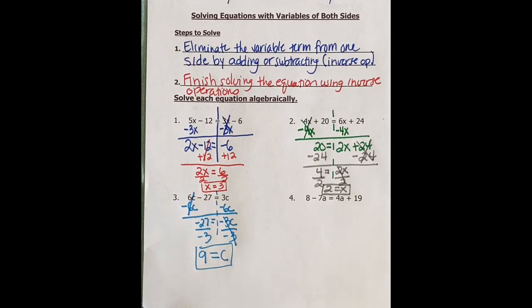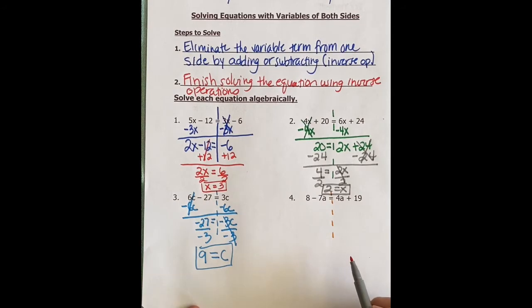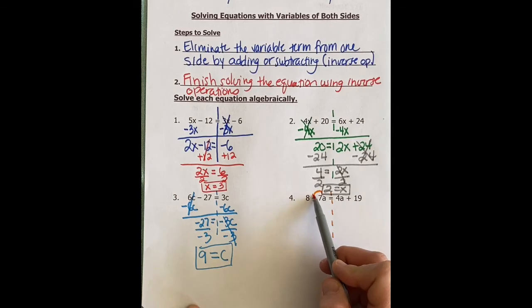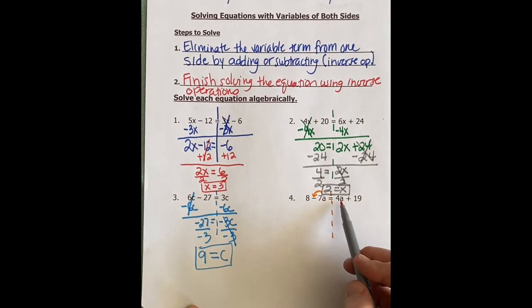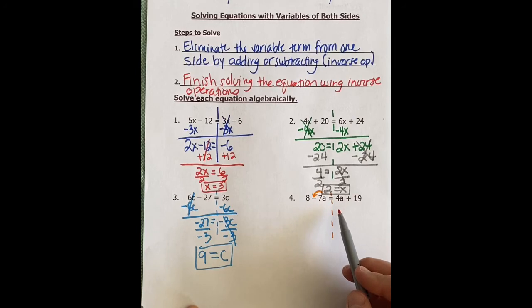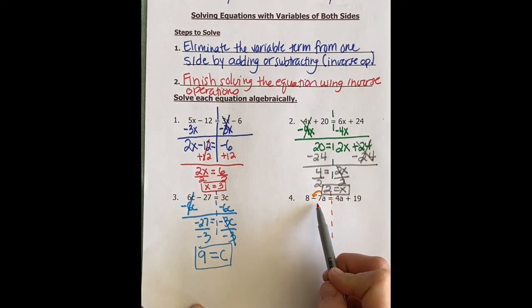And number 4, I have 8 minus 7a equals 4a plus 19. So I need to start by eliminating the variable from one side. So on my left side, I notice that there's a minus in front of the 7a, which means that it's negative. On the right side, the 4a doesn't have anything in front of it, which means it's positive. So remember, I said it's better to eliminate the smaller variables so you have less negatives to work with. So because of that, I'm going to eliminate the 7a.